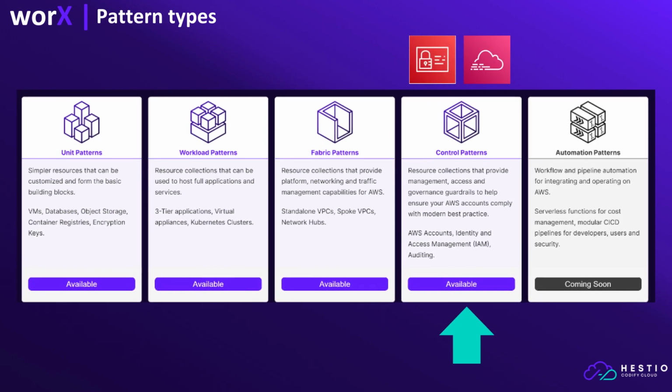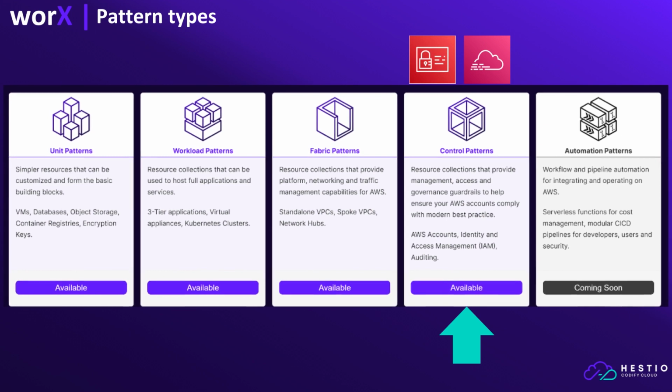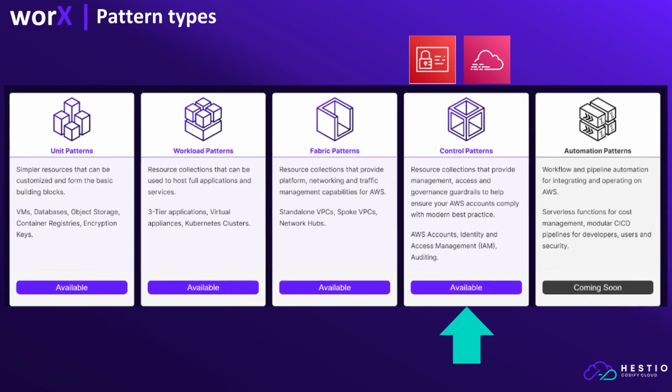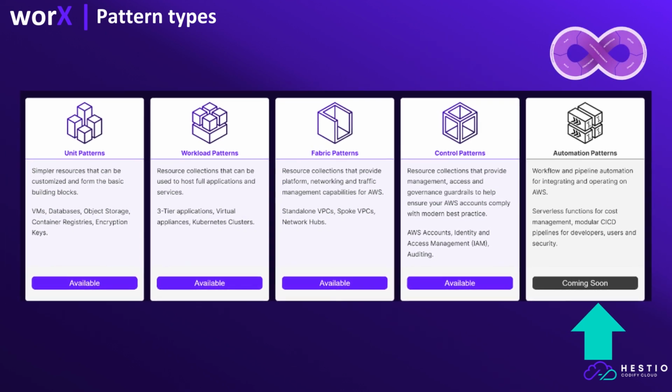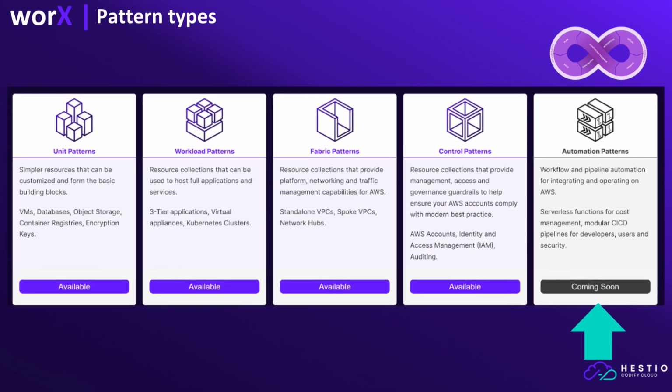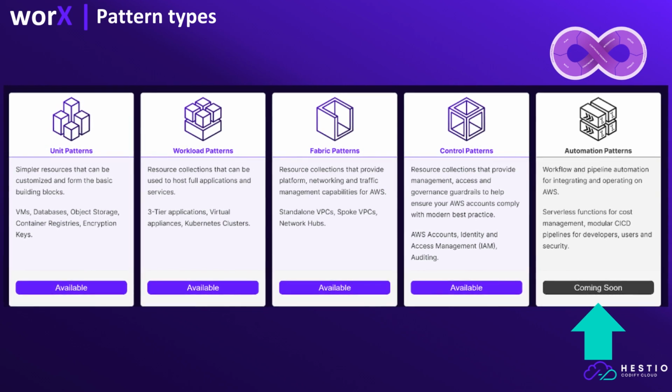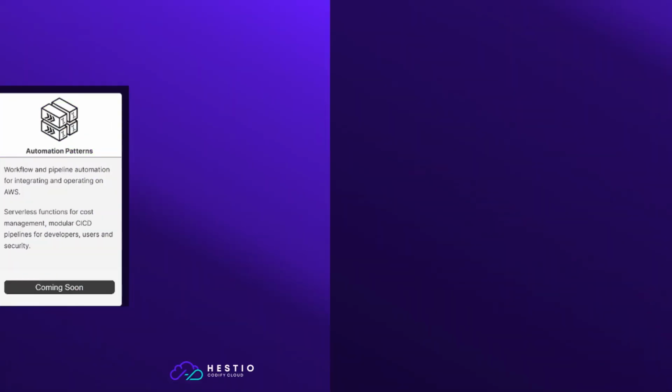Control patterns are governance and access patterns that allow you to create guardrails for your estate in a structured way with the auditable controls you'd expect. These patterns cover AWS accounts, identity and access management, and auditing. Automation patterns are workflow and pipeline tools that make automation on AWS easier. CI/CD, cost management, and reporting tools are good examples of automation patterns.